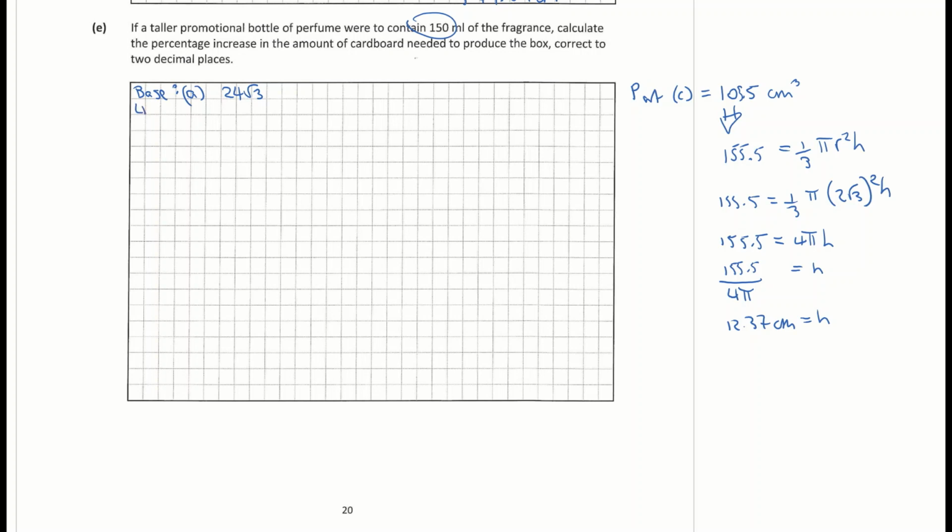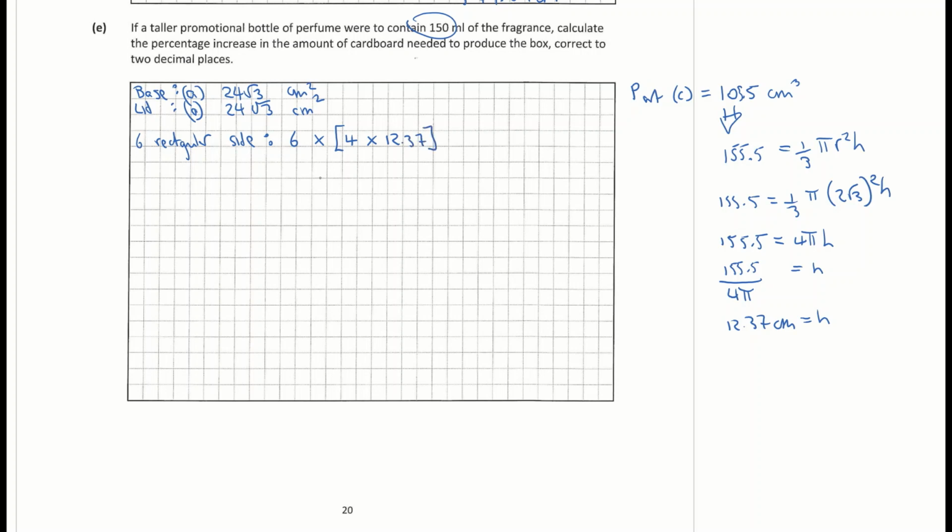The top, or the lid of the box, again, is going to be the same area from part A, which is again 24 root 3 centimeters squared. I'm then going to do my 6 rectangular sides. So I have 6 of them. The area of them now is what I need to find. So the width is still 4, but the height has now changed. The height is no longer 8.4, it's now going to be 12.37. So that's the only difference really.